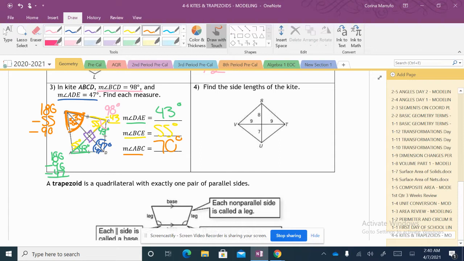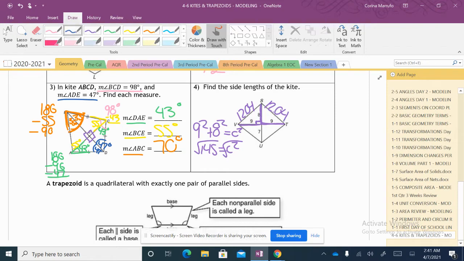70. The next one says find the side lengths of the kite. Because this is a kite, we need to remember that the diagonals intersect and make a 90-degree angle here. That means that we have a right triangle here. To find the side lengths, we can use a squared plus b squared equals c squared. So 9 squared plus 8 squared equals c squared. I put 9 squared plus 8 squared in my calculator, and that gives me 145 equals c squared. I take the square root, and it gives me 12.04. Because this one has the same measurements, 8 and 9, this side should also be 12.04.